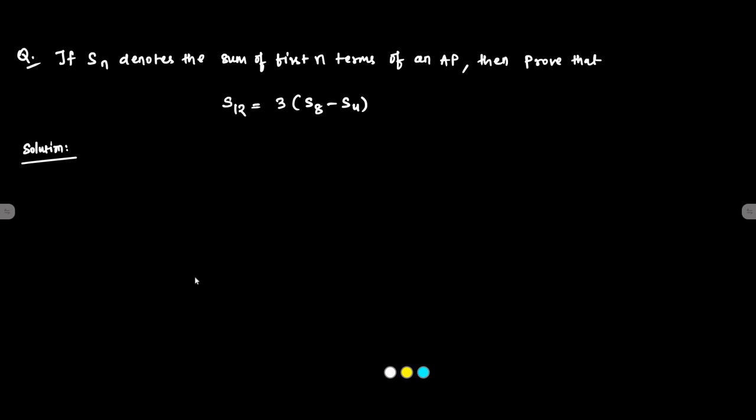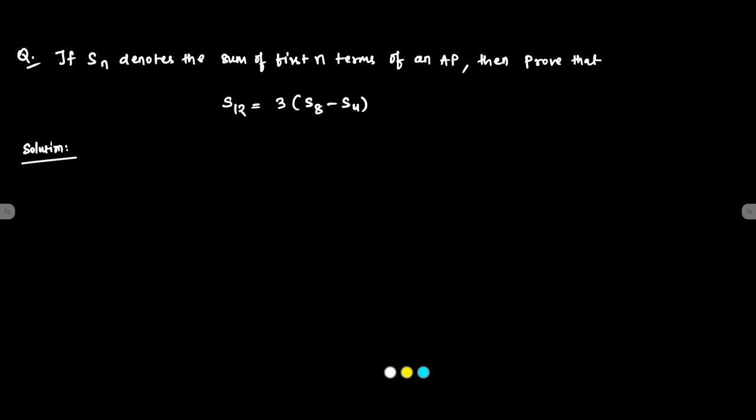So here is another question on sum of n terms of an AP. It is given if Sn denotes the sum of first n terms of an AP, then prove that S12 is equal to 3 into S8 minus S4, where S12 is the sum of first 12 terms, S8 is the sum of first 8 terms, S4 is the sum of first 4 terms.